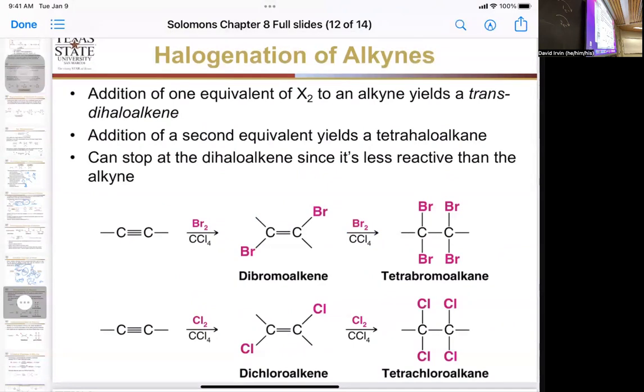2 pi bonds twice. So that means if you use one equivalent of bromine, you can stop at the dibromoalkene. And then if you add a second equivalent of something else, you can get the tetrabromo if you added bromine, but what if you added chlorine? You're going to get the dibromo-dichloro compound. Or what if you added water? You could get an alcohol, you can do whatever you want there. But if you do it stepwise, you have one equivalent to get to the first compound, and the second equivalent to get to the second compound.